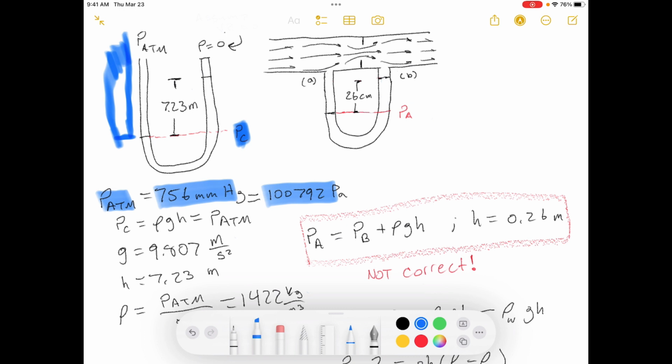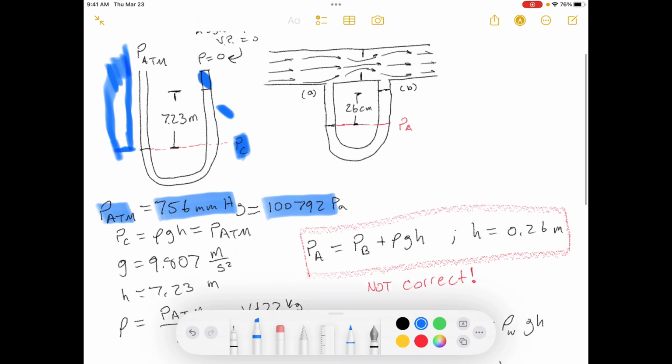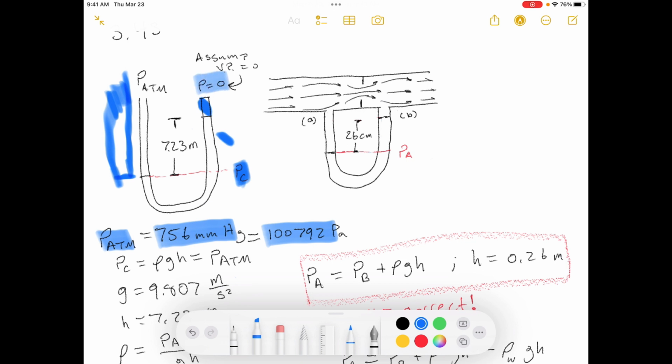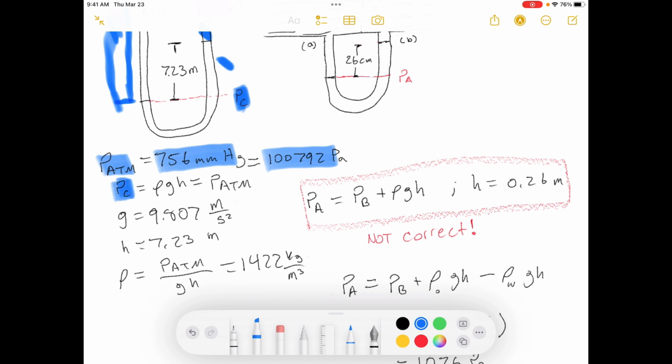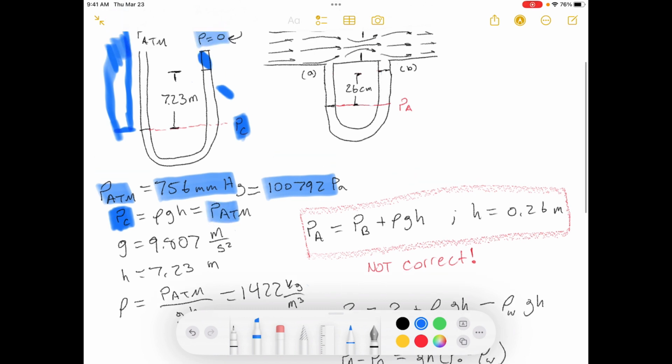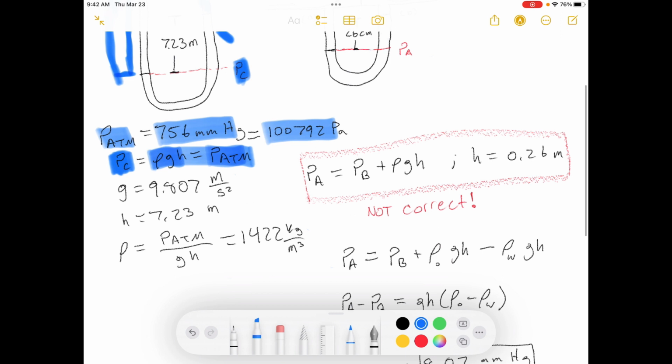So 7.23 meters of head pressure from this. Usually there is a vapor pressure here as well, but that vapor pressure is usually very small, and so we can assume that it's 0. Okay. The pressure at point C on the left is equal to the atmosphere, like I said, and then on the right, it's equal to the head pressure. So we can calculate what the density is just by rearranging this equation as so, and then we calculate that the density of the fluid is that.